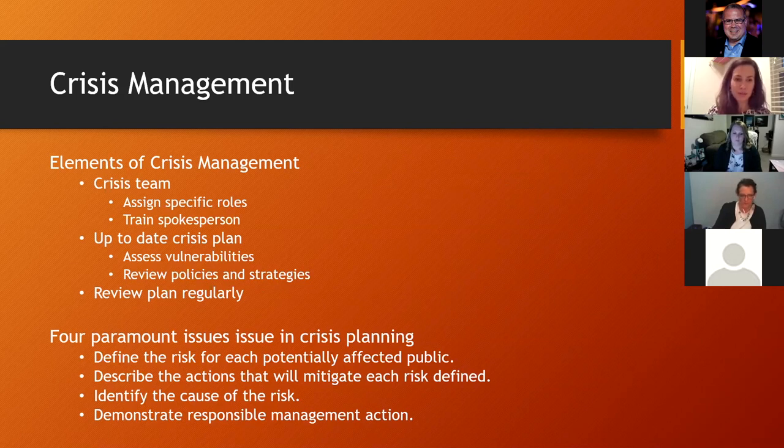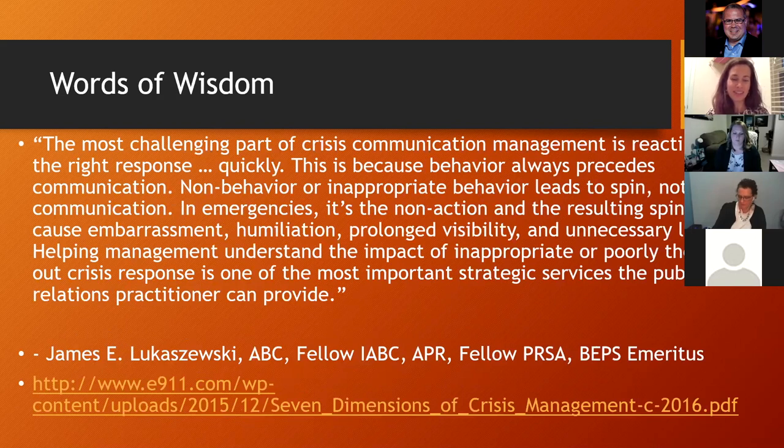So moving on, I liked this. I just like finding quotes that really resonate. This is from Jim Lukaszewski. I don't know if you're familiar with him or have seen his name. He's known in the PR world. I think he's based in Minnesota, but he does a lot on crisis communication. If you search his name on the internet or go to this link below, I highly recommend reading this article. This is just one snippet from it, but the whole article is fantastic.